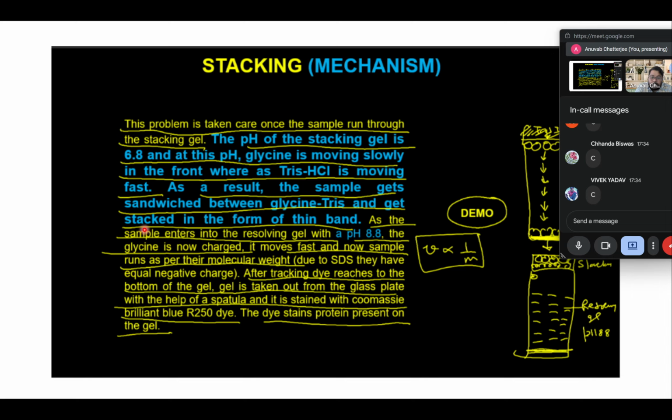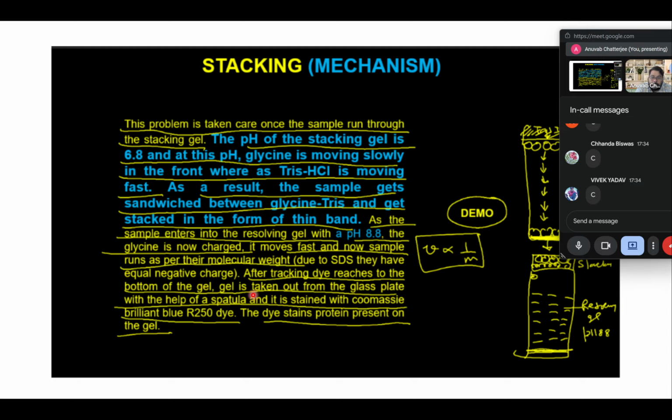So glycine becomes charged and it now moves faster. Glycine at 6.8 is neutral. At 8.8, it is charged. So now it will also move and just shoot through the entire gel. And your protein is now left to move under its own speed. It moves fast and now the sample runs according to molecular weight. Due to the SDS, they have equal negative charges.